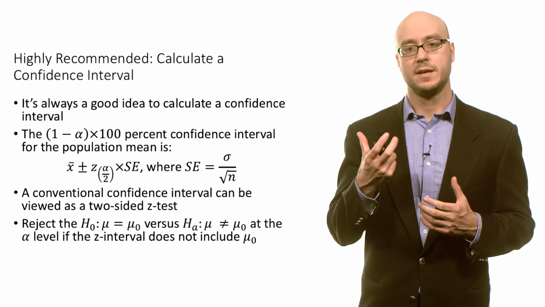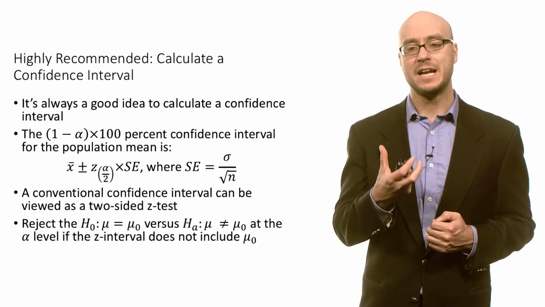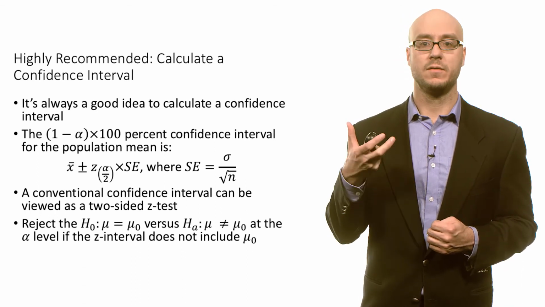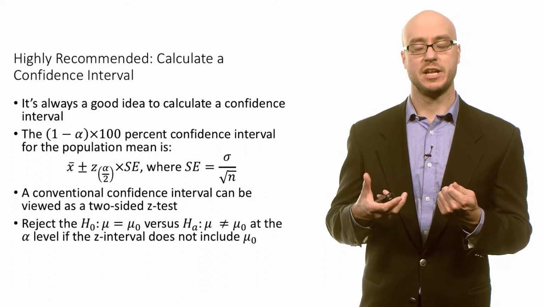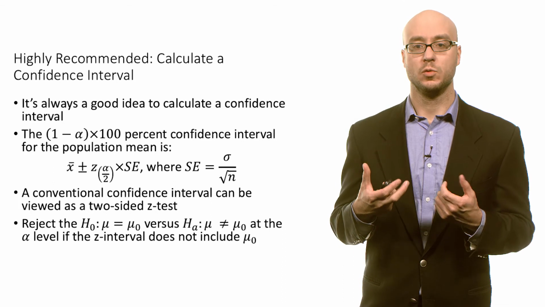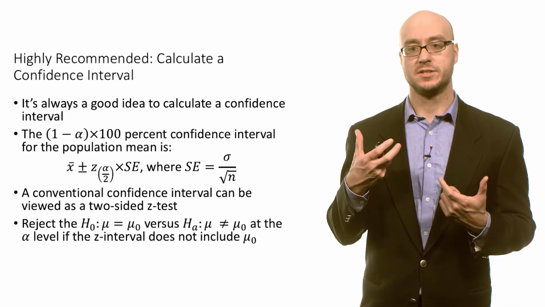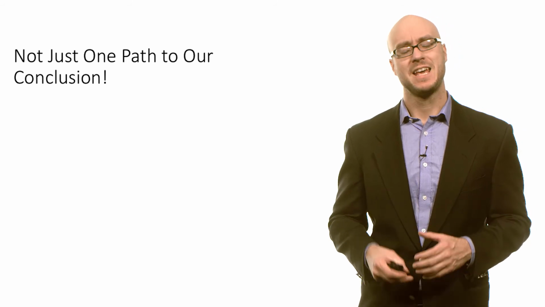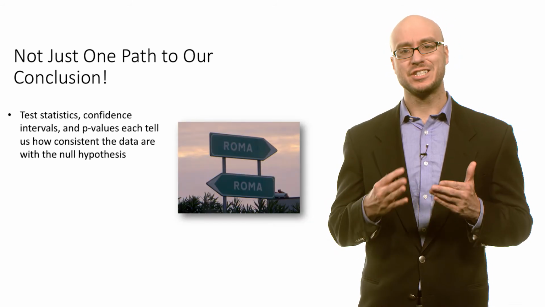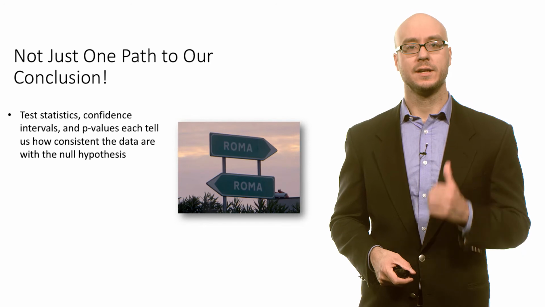So if that z-interval does not include that claimed value of the population mean under the null hypothesis, that suggests that our data is inconsistent with that null hypothesis. And so, we would reject the null in that case, right? The key point here is that there's not just one path to our conclusion.